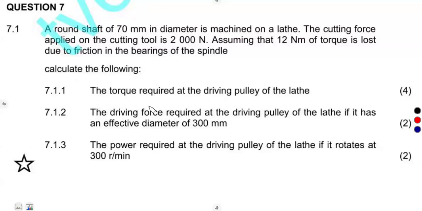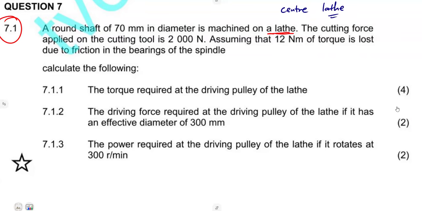So in this case, we have question number 7 that we are going to consider from our April 2026 exam based on our metal cutting machines. Question 7.1: a round shaft of 70 millimeters in diameter is machined on a lathe. So this one we are dealing with a center lathe.